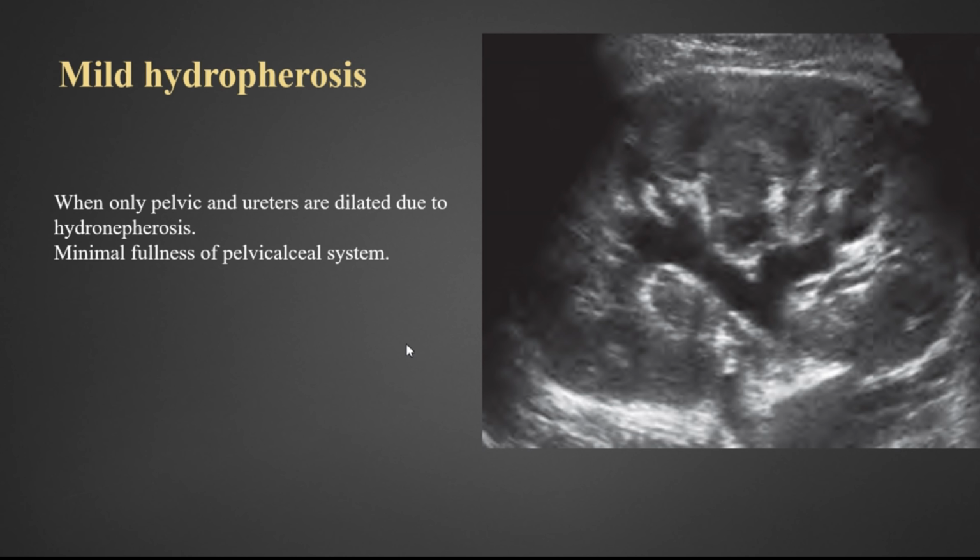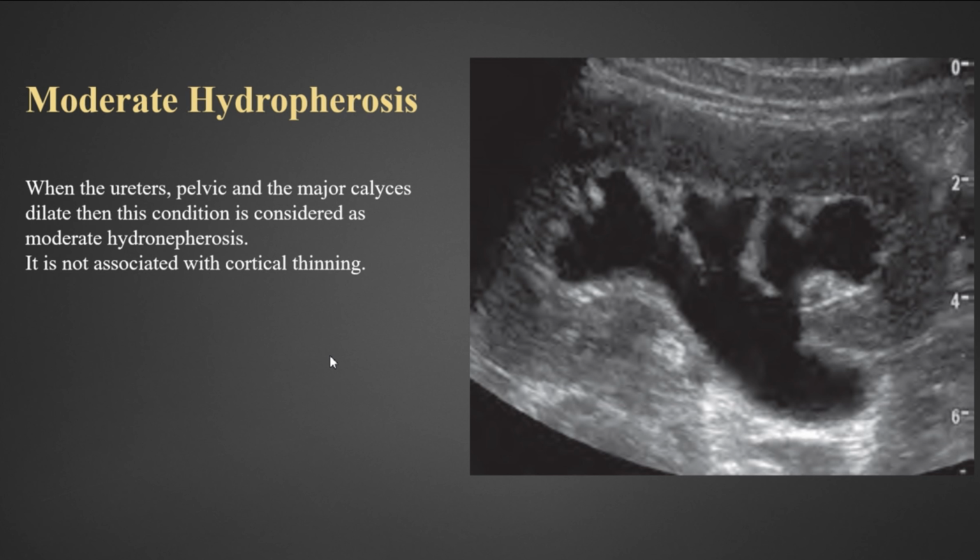Now we are going to discuss the grading of hydronephrosis. Mild hydronephrosis or grade 1 hydronephrosis occurs when only the pelvis and the ureters are dilated and minimal fullness of the pelvicalyceal system is seen. As here we can see the minimal fluid collection is seen in the renal pelvis and the cortex of the kidney is intact.